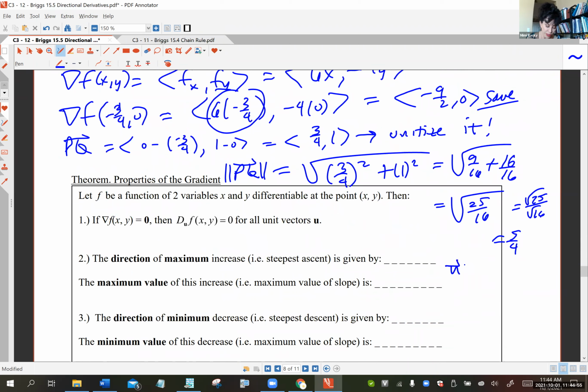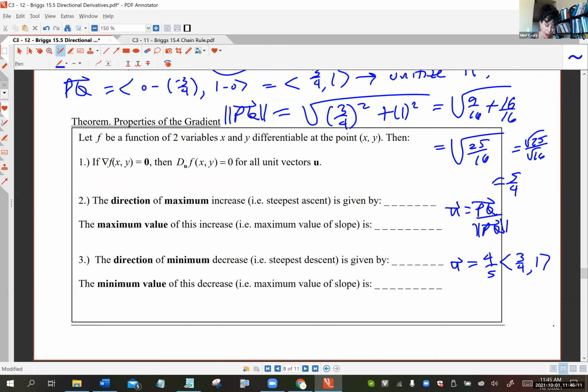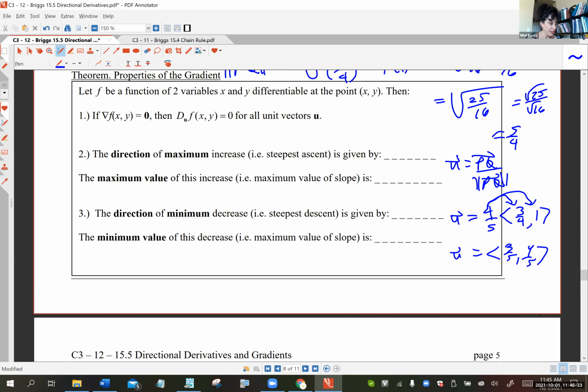So now what? My unit vector is going to be my vector divided by the magnitude. And if you don't mind, I'm going to skip a step. Dividing by 5/4 is the same as multiplying by its reciprocal, isn't it? So let's do that. And then if I distribute that 4/5 and reduce, my unitized vector is 3/5, 4/5. Okay, fine. Almost done.